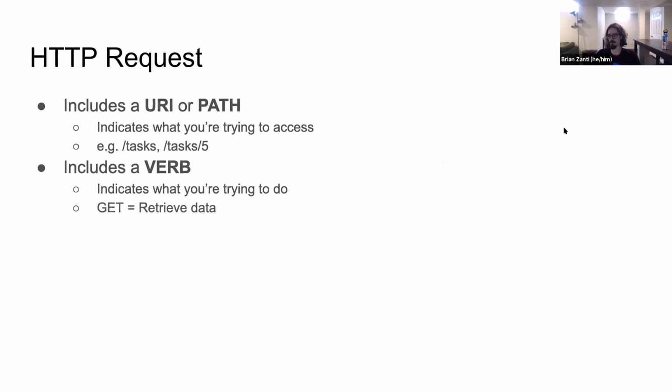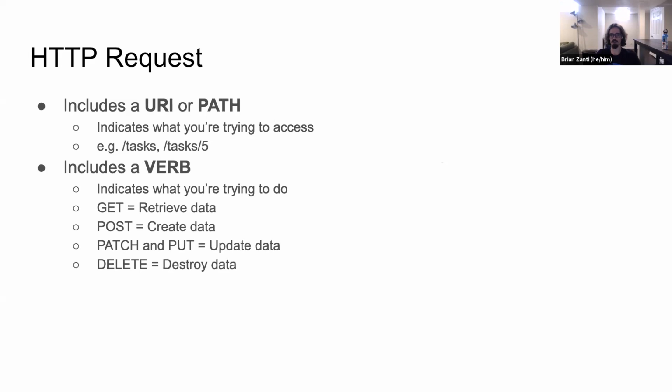Some examples of these verbs, the ones that we are going to be concerned with: a GET verb, which indicates we're trying to retrieve something; POST, which indicates we're trying to create something; PATCH or PUT, which indicates we're trying to update something; and DELETE, which indicates we're trying to destroy something.